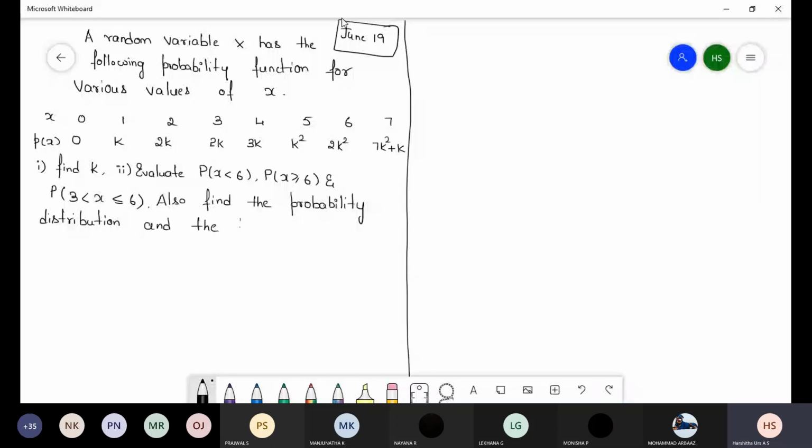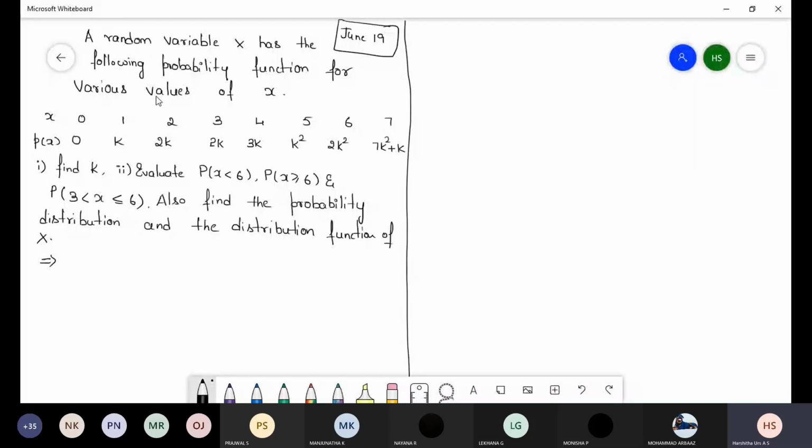So again here when we are starting the problem, we have to write the conditions. As I told, we have to write in every problem wherever they asked us to find out k and mean, variance, and the condition.